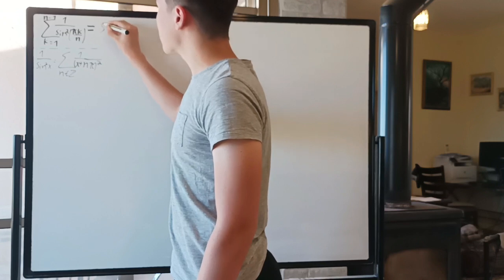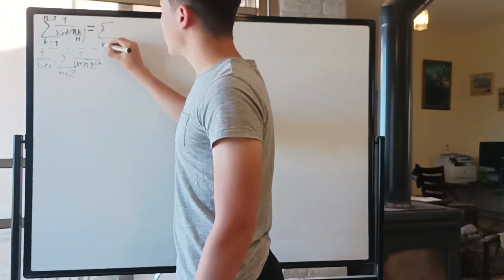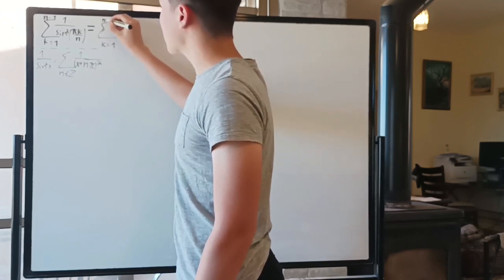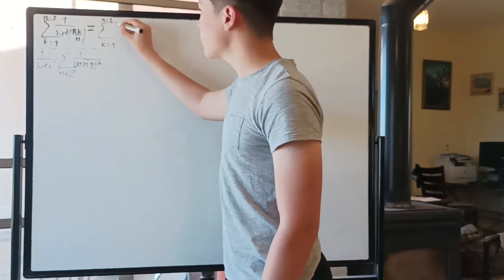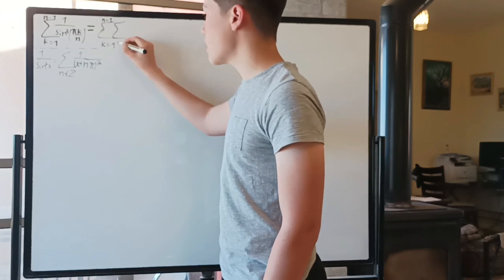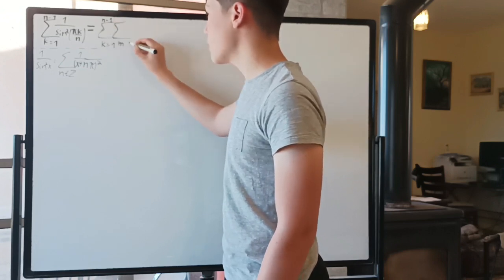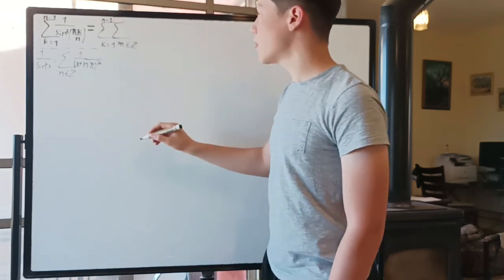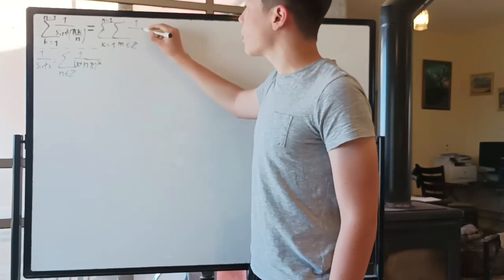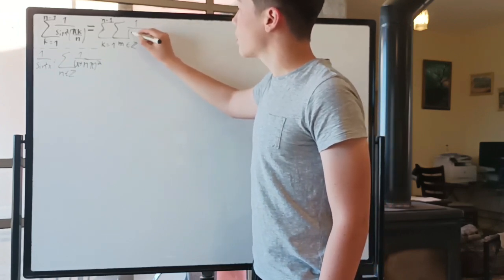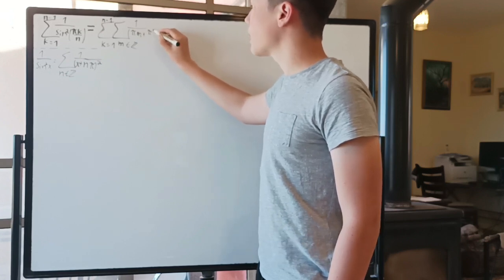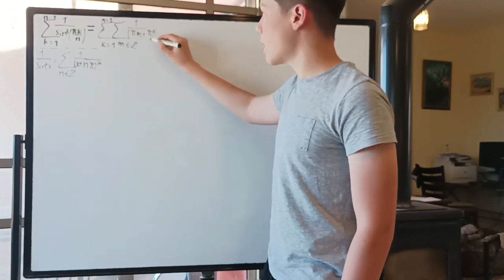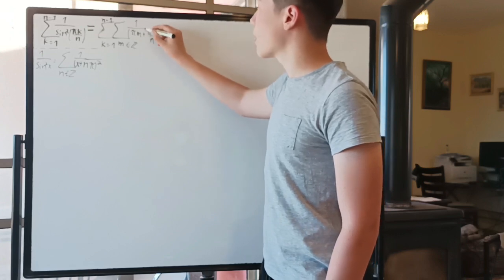So, let's write this. We're going to have the sum, where k goes from 1 to n minus 1. And then the sum, of course I'm not going to use n in the sum, as it's already being used, so I'll use m. 1 over, we have pi m plus pi k over n, all squared.